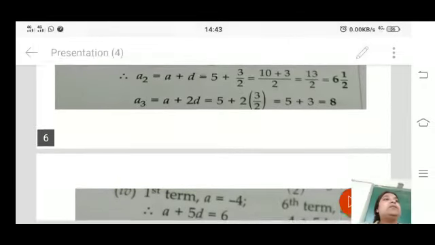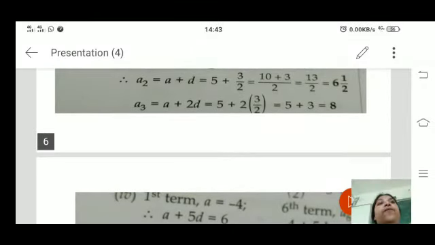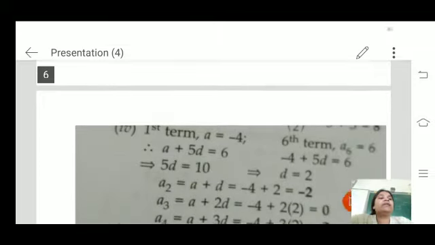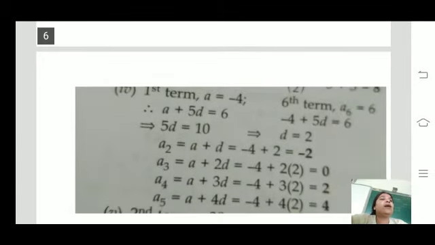For the fourth question, the first term is given as minus 4. The second term we want to calculate, and the third, fourth and fifth terms we want to calculate. The sixth term is given to us, that is 6. Now, A is minus 4. For the sixth term, A6 can be written as A plus 5D, which is given as 6. Let us replace the value of A here: minus 4 plus 5D equals 6. After simplification 5D equals 10, hence D equals 2.